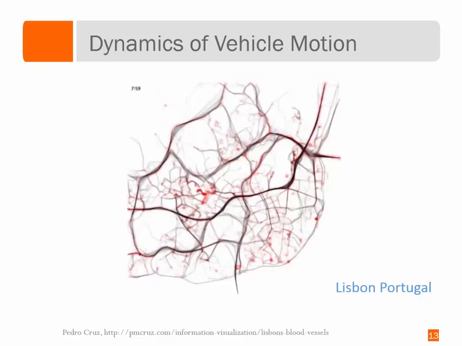Now, to provide a great example of some animated data visualization, we have here the dynamics of vehicle motion. It's provided by Pedro Cruz. And basically, it gives us an animated visualization of traffic patterns in Lisbon, Portugal.